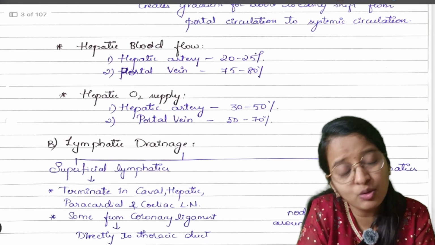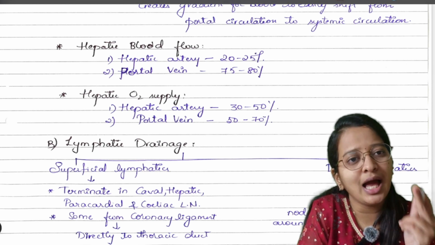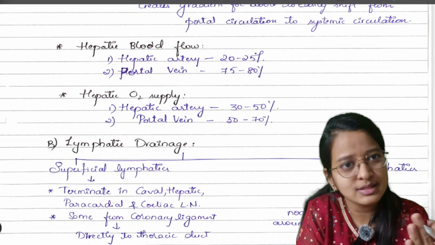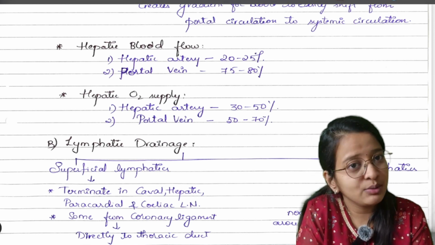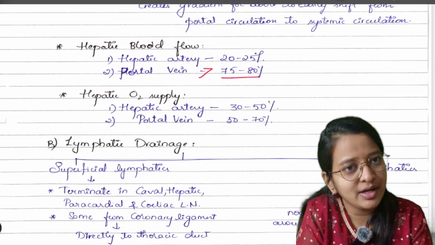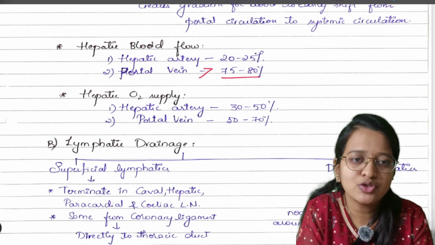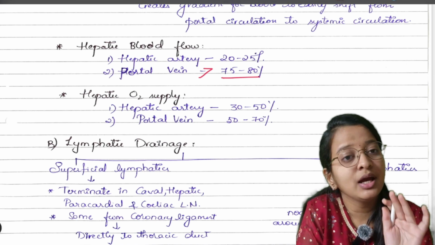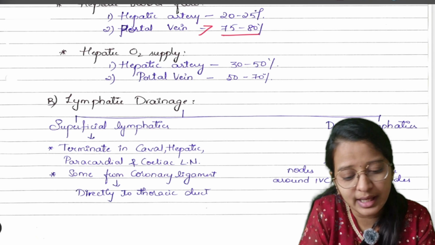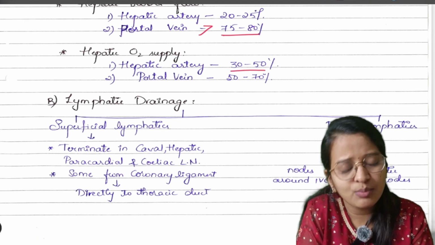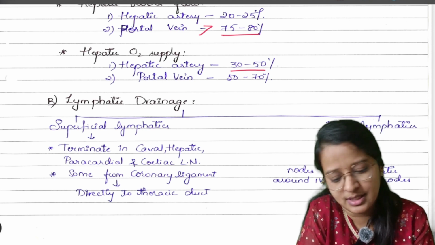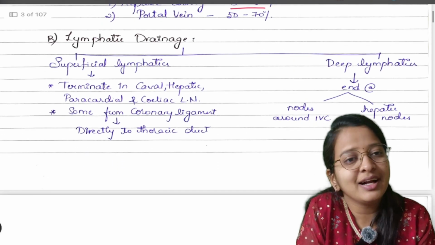Coming to the contribution of hepatic artery and portal vein to the blood flow to the liver and also to the oxygen supply. So among portal vein and hepatic artery, portal vein contributes more, which is about 75 to 80%, and the remaining 20 to 25% is by hepatic artery, blood flow wise. Whereas if we come to oxygen supply, hepatic artery is almost 30 to 50% and the portal vein is 50 to 70%. Lastly, the lymphatic drainage.